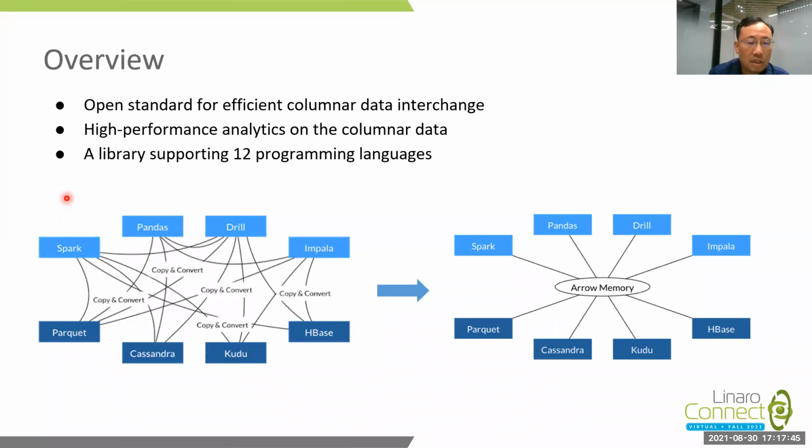So for all these projects to interoperate with each other, all the data have to be serialized and deserialized to transfer from one project to another. This is a big waste of resources, both CPU, memory and network bandwidth. So this is the situation that Apache Arrow tries to resolve.